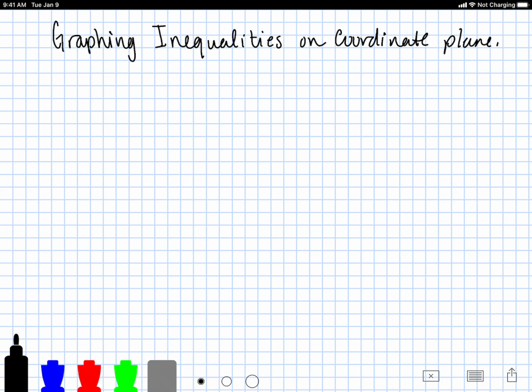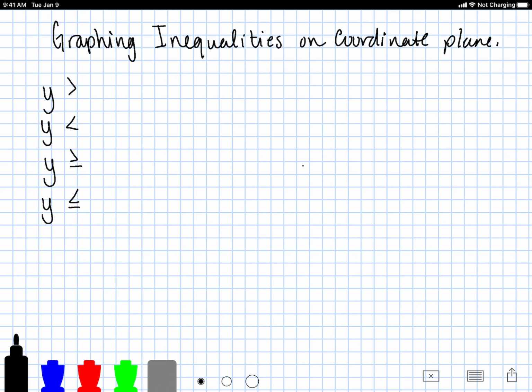All right, so graphing inequalities. An inequality, remember, can be greater than, less than, greater than or equal to, or less than or equal to. So make sure you know their names. That's greater than, less than, greater than or equal to, and less than or equal to. Knowing their names is going to help determine if you're going to shade above or below.